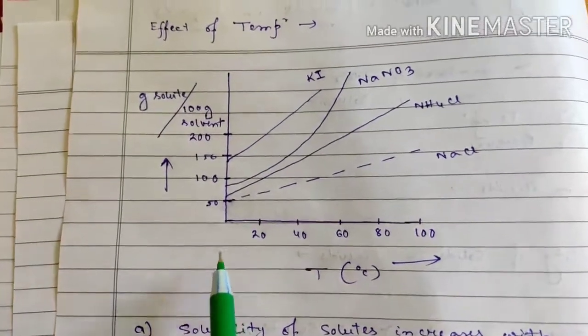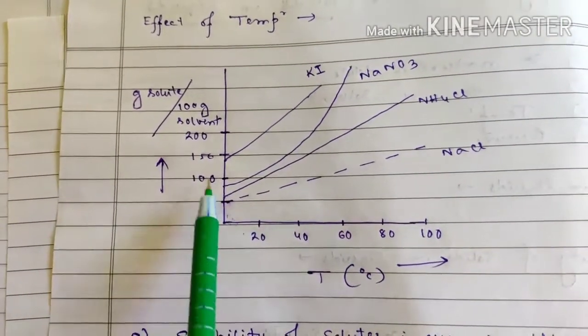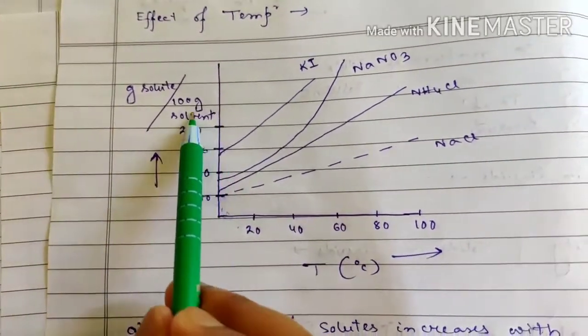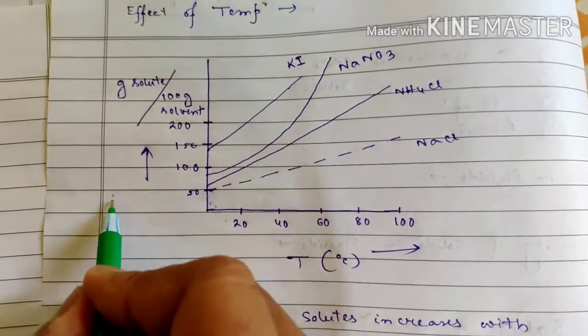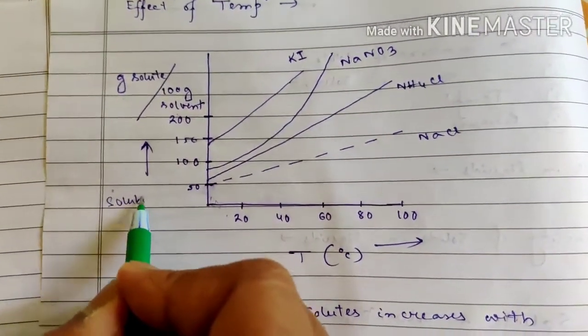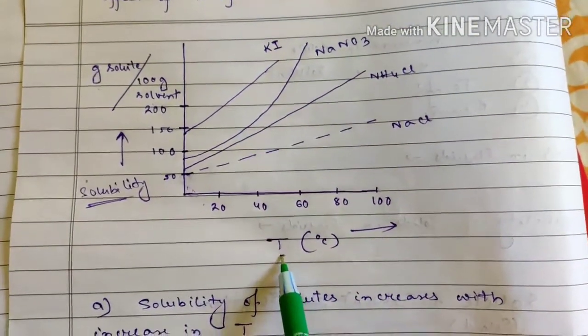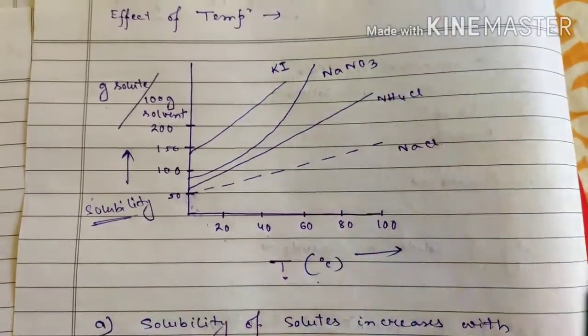See this graph carefully. We are putting on this axis, you can see 50, 100, 150. We are putting gram of solute per 100 gram of solvent. So solubility is on this axis, and temperature in degrees Celsius is on this axis. So it is 20, 40, 60, and accordingly.